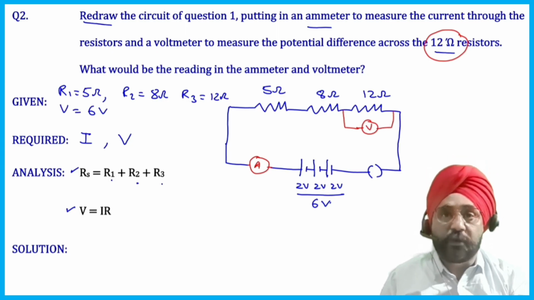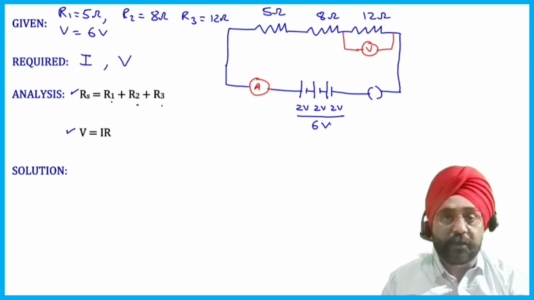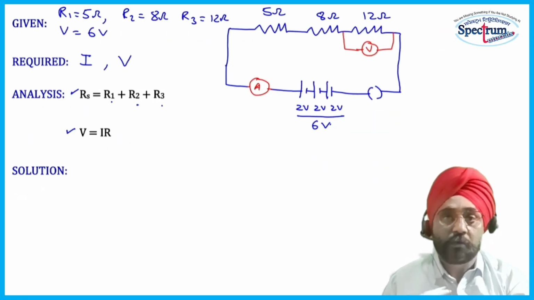So we need to find the readings in the ammeter and voltmeter. First we find the reading in the ammeter. To find I, we need to find the equivalent resistance.